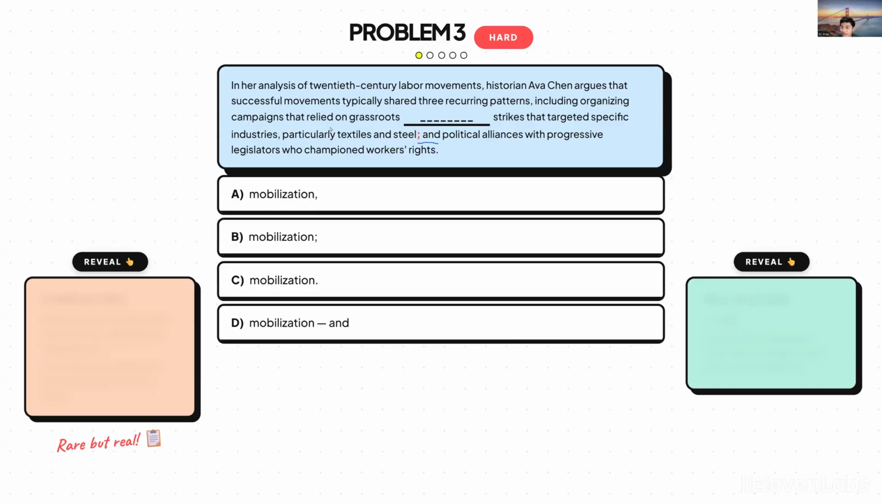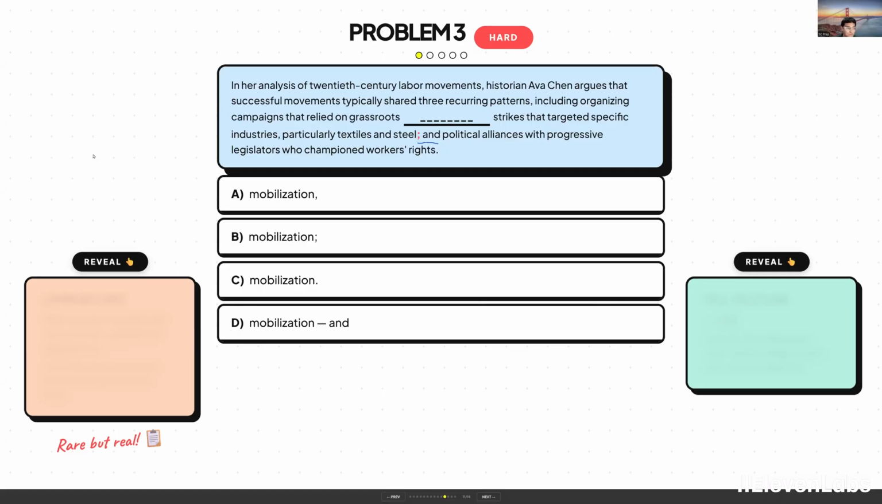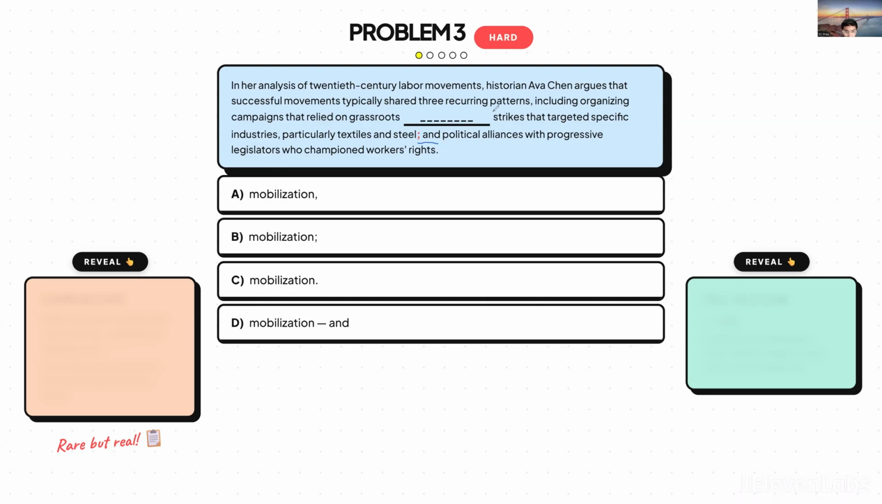I don't think we can get much information from that, but what we can do is look at the specific punctuation of the sentence. So we already highlighted the comma, and so now we've got to figure out where else this list is going to be working. So, including organizing campaigns that relied on grassroots movements, you will have the comma, and you see what she's talking about here, the successive movements and the recurring patterns.